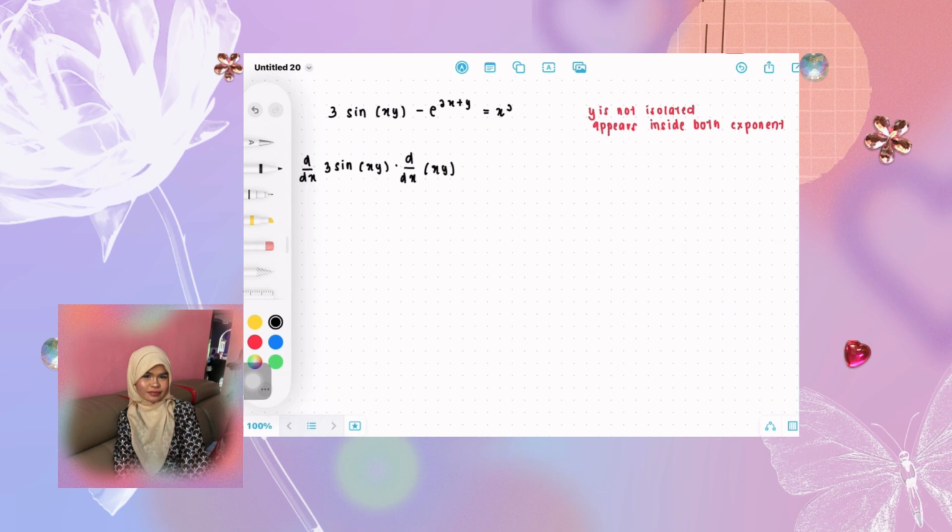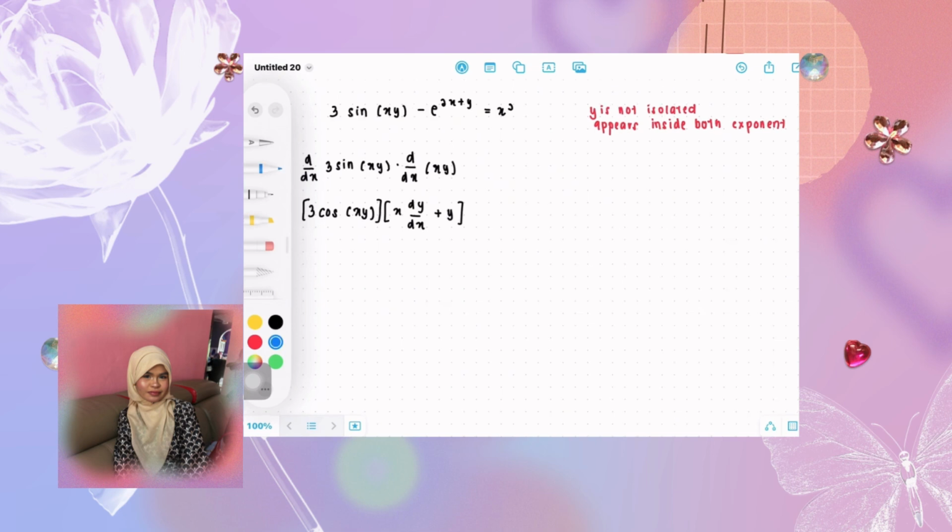Let's start with the first term, 3 sin xy. The derivative of sin is cos, so we get 3 cos xy multiplied by the derivative of xy. Now, we apply the product rule to xy. The derivative of xy is x times dy over dx plus y. So altogether, this part becomes 3 cos xy multiplied by open bracket x dy over dx plus y close bracket.